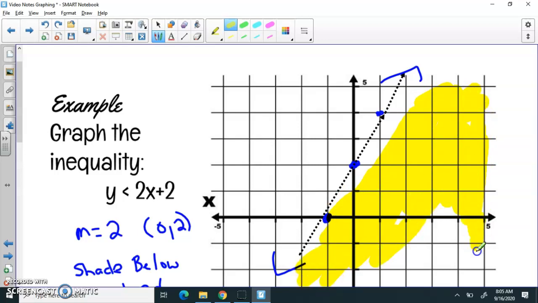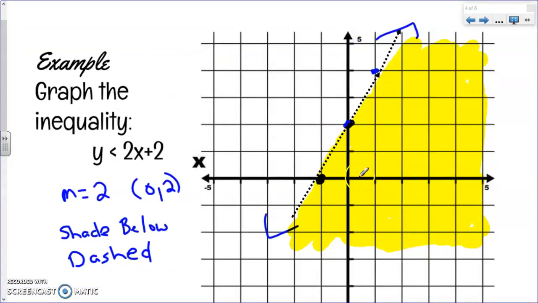Now, if you don't know which way is below, you can always do a test point. Normally the test point I use is 0, 0. So let's look at how the test point would work. Here it's 0, 0. I need to know if this is true or not. I take my function and plug in 0 for y and 0 for x. So 0 is less than 2 times 0 plus 2. Is 0 less than 2? Yes. So that means I would shade. We'll look at another one in just a second.